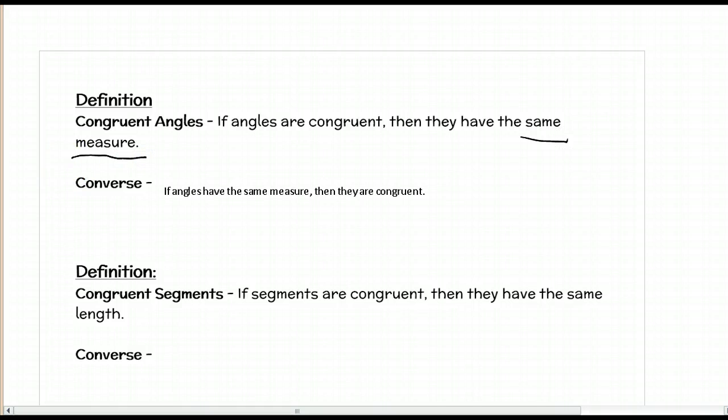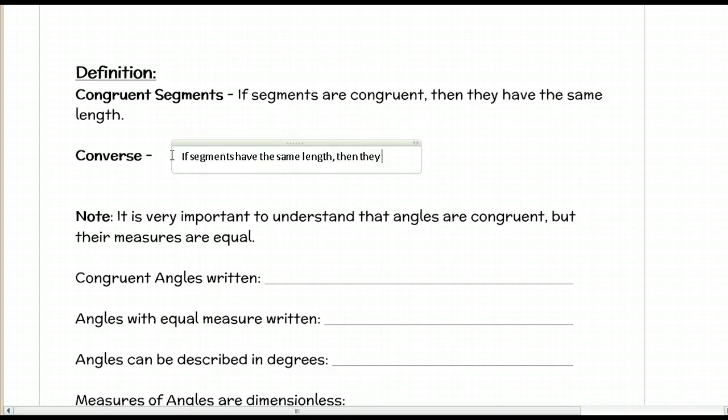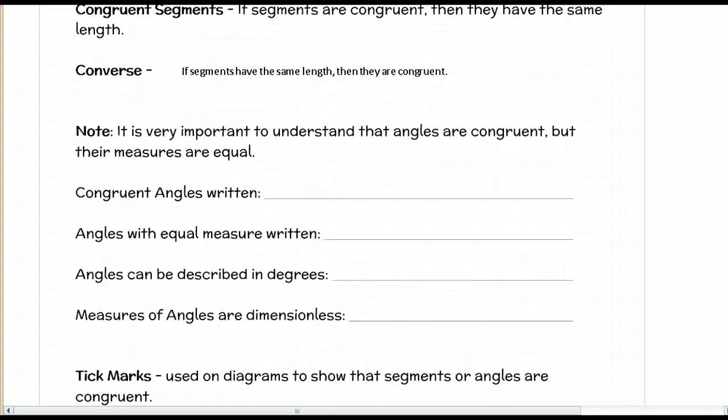Okay, and now moving down here to congruent segments. If segments are congruent, then they have the same length. So again, we'll write the converse. If segments have the same length, then they are congruent.